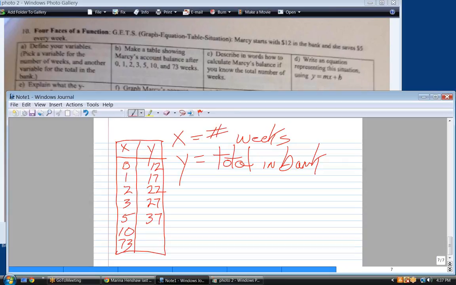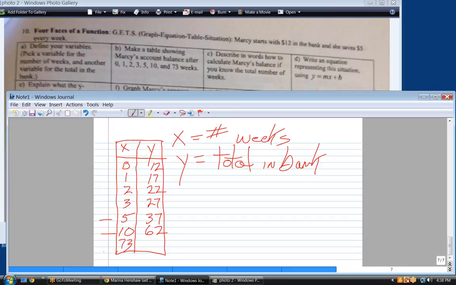The way to figure this is to figure out how much she saves in those 5 weeks between 5 and 10, and add it to the 37. So you got 37 plus 50. Okay, there's 5 weeks between weeks 5 and 10. She saves $5 per week. How much does she save in that 5-week period? Oh, 25. So I have to add 25 to 37, yes.